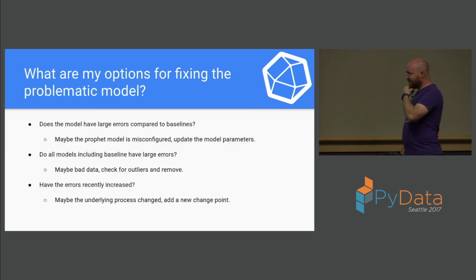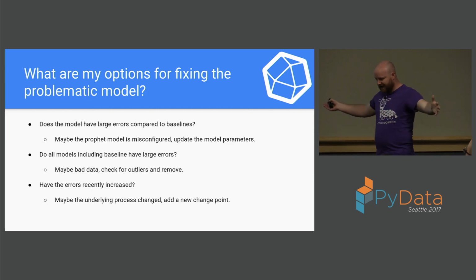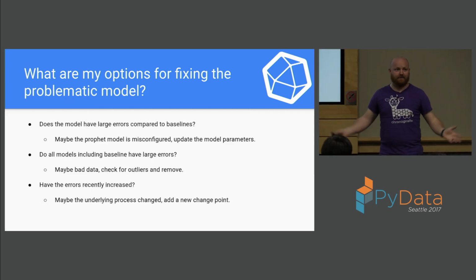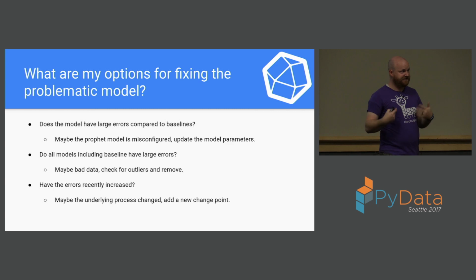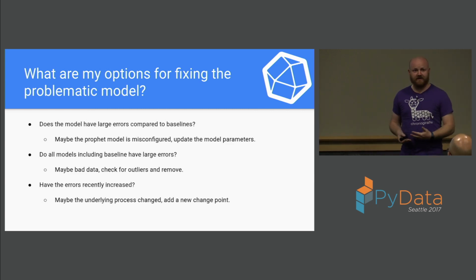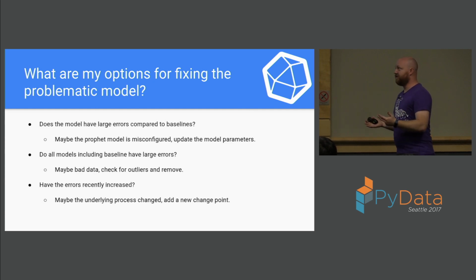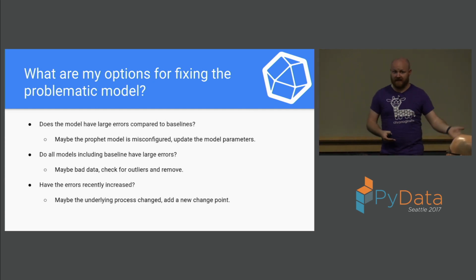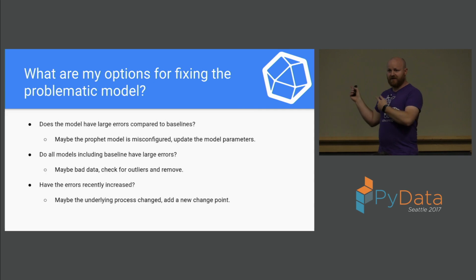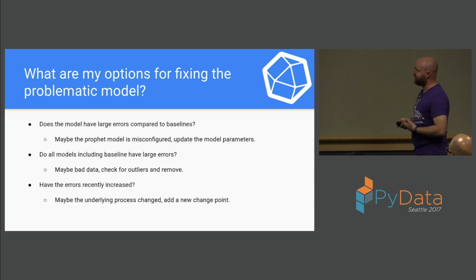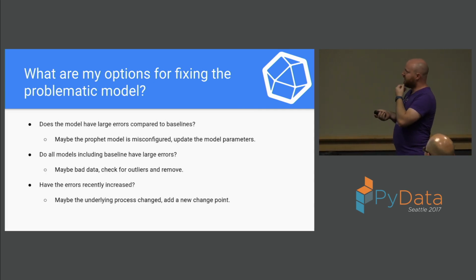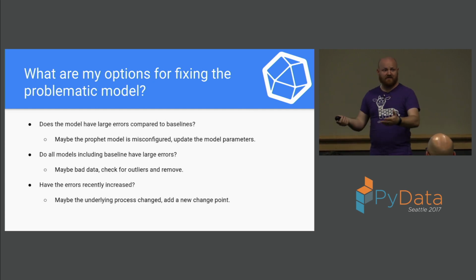Okay, so Facebook Prophet gives these simple guidelines, and the whole point of all of this setup and putting this all together is so that you have a very simple checklist of three questions you can ask yourself, and then proposed solutions, so that the process here is really quick and simple. First question: does the model have large errors compared to the baseline models? And that one, it was like, yeah, definitely. That was the issue. We'll go look back at it in a second. And so maybe the Prophet model is misconfigured. Update the model.